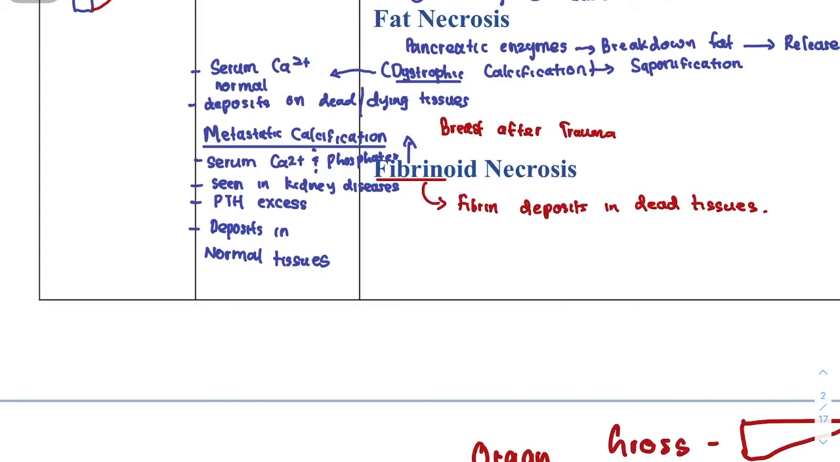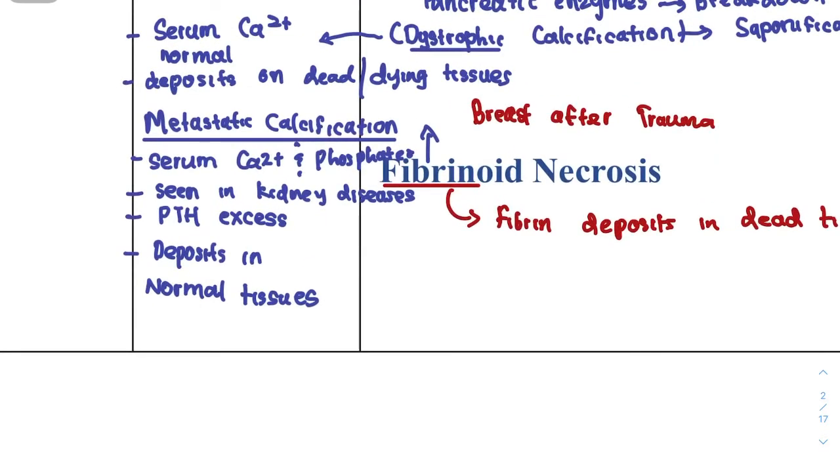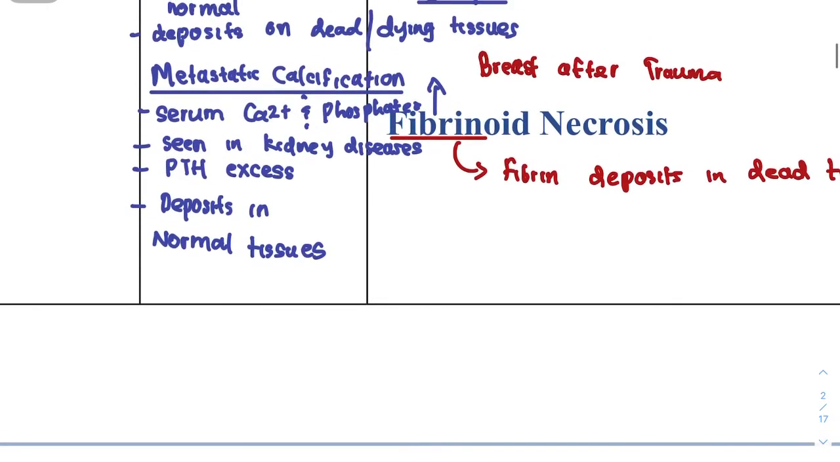Metastatic calcification is another type of calcification in which the serum calcium and the phosphates have increased. You see this in kidney diseases because there is increased reabsorption of calcium and phosphates back into blood, or due to a parathyroid hormone excess. And this type of calcification deposits in normal tissues.